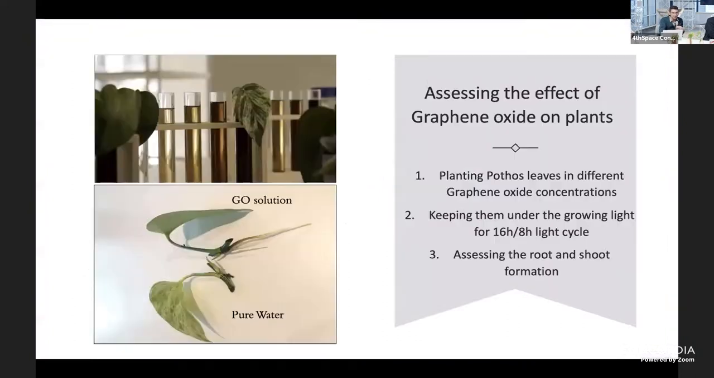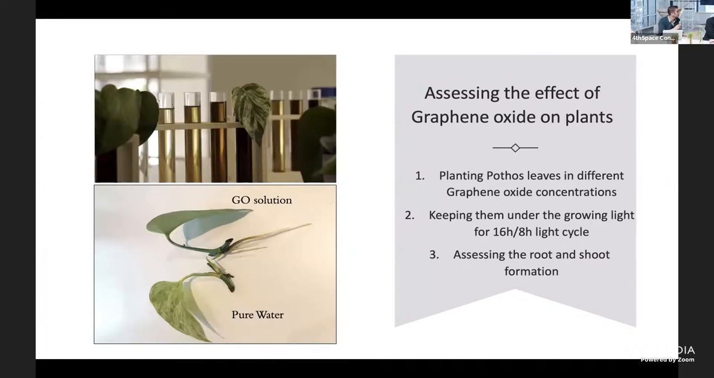In the same direction, in our collaborative research work, we're trying to assess the effect of graphene oxide on plant growth. Basically, this comes from the fact that graphene oxide has proven to be a biodegradable material that can easily biodegrade into specific chemicals that naturally exist in the soil. Now we're running some experiments to see how graphene oxide affects the plants' growth. Would it have any detrimental effect, or would it help them grow faster?